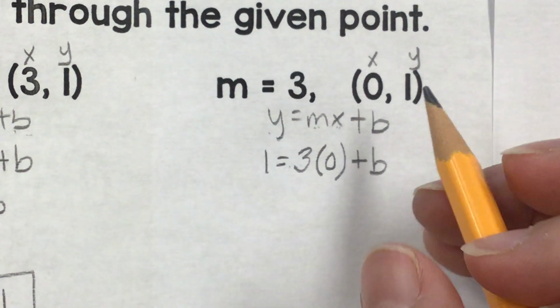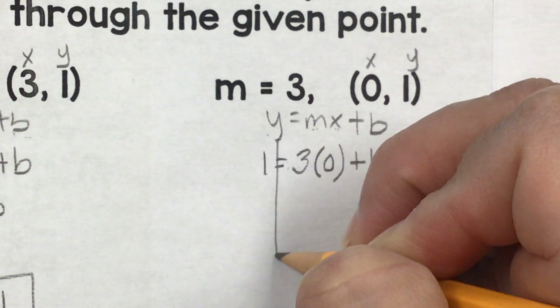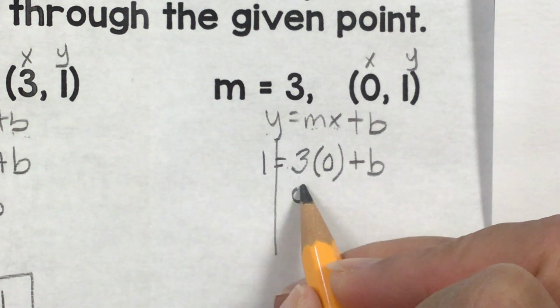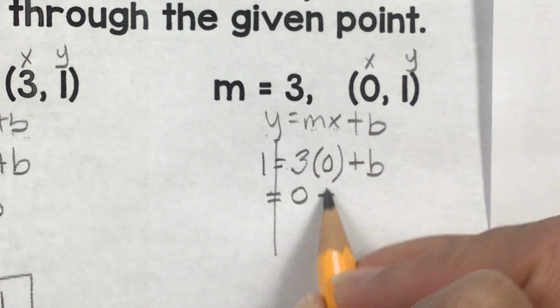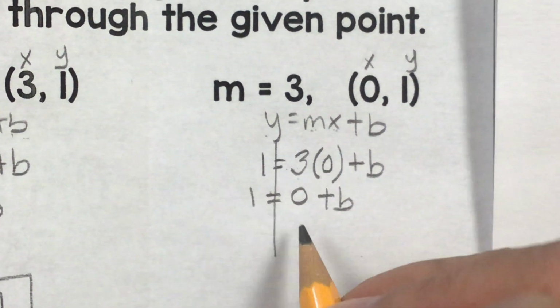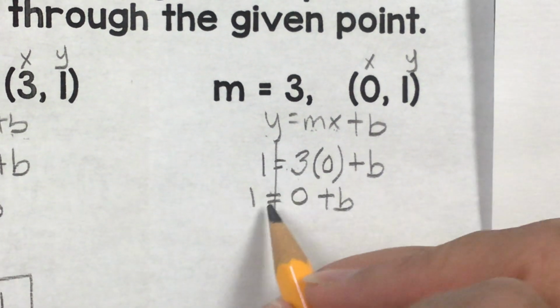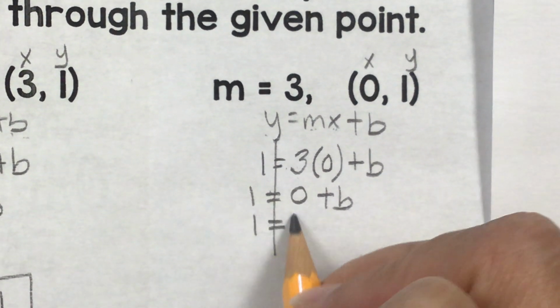We're going to solve for b now. I like you to draw a line and keep it neat and organized. 3 times 0 is 0. Still plus b and 1. You could subtract 0 from both sides, but we just know that we don't need to write it. So 1 is equal to b.